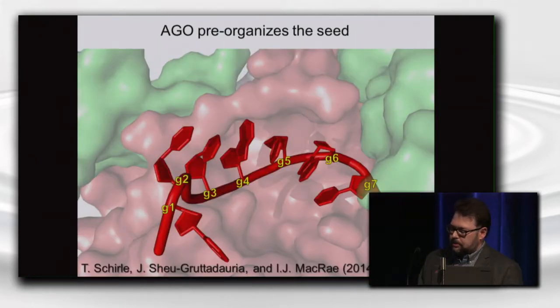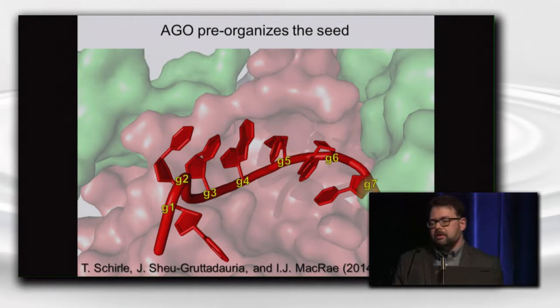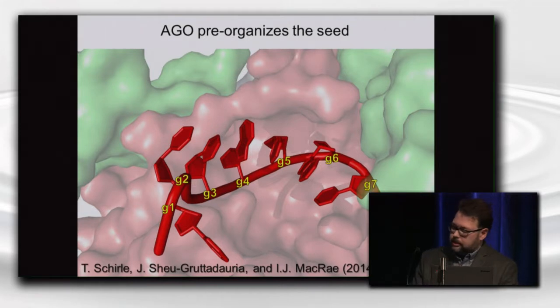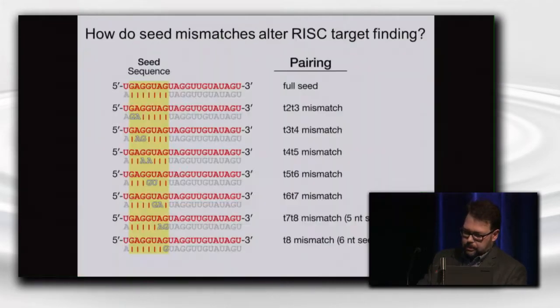We were lucky because at about the same time, high resolution structures of mammalian Argonautes came out of Ian MacRae's lab. So here's human AGO with bound guide strand. This is the seed region. And except for the first position of the guide, this entire region is in perfect A-form RNA conformation. So what Argonaute does is essentially prepay the entropic penalty. It pre-organizes the seed, and it keeps it in a perfect A-form conformation, ready to base pair. This is where the acceleration comes from.